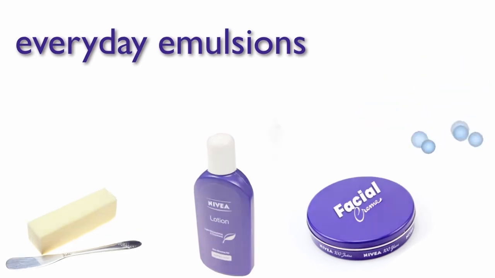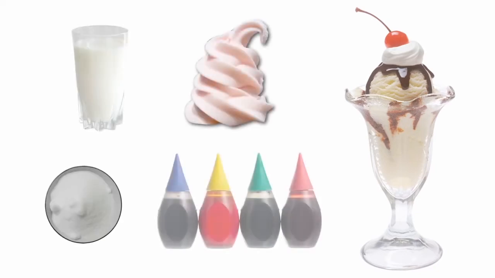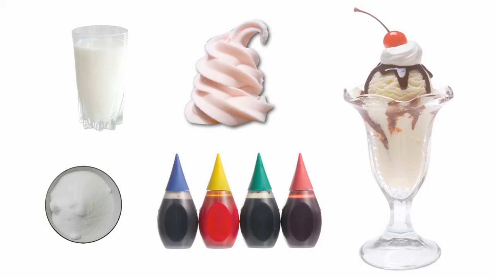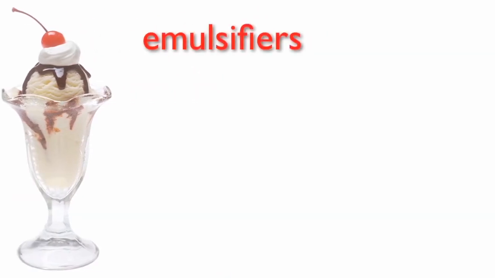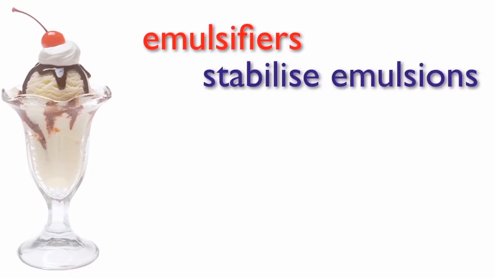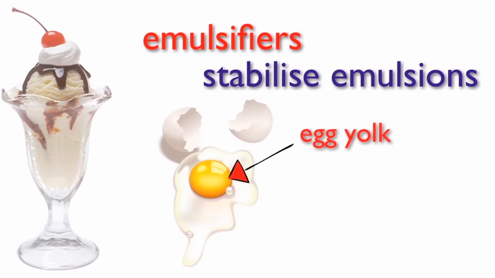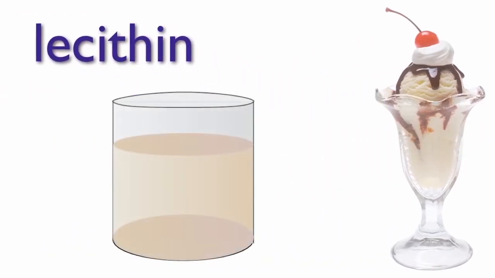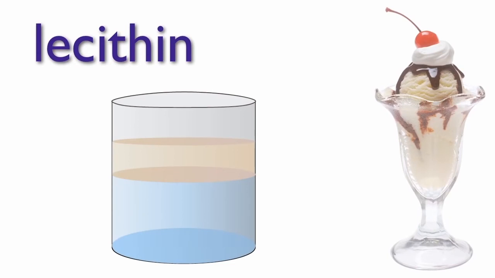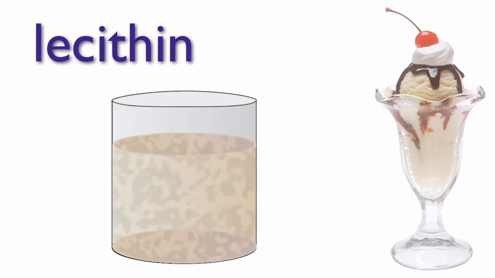The world's most popular emulsion is, without a doubt, ice cream. The main ingredients are milk or cream and sugar, along with flavoring and coloring components. So what prevents an emulsion, such as ice cream, from separating? Substances known as emulsifiers are added to stabilize emulsions. When making ice cream, egg yolk is commonly added. The active emulsifier in egg yolk is called lecithin. Too little lecithin will cause the ice cream to separate, and too much will ruin its texture and flavor.